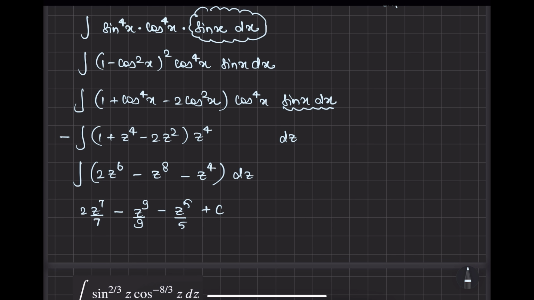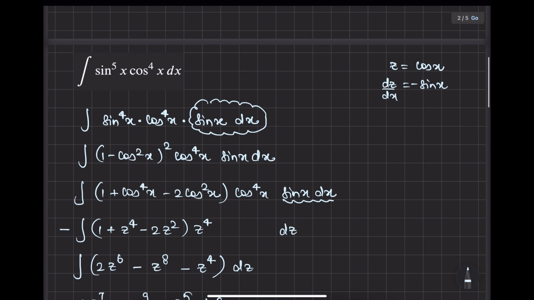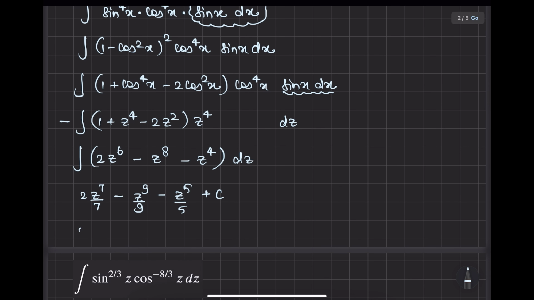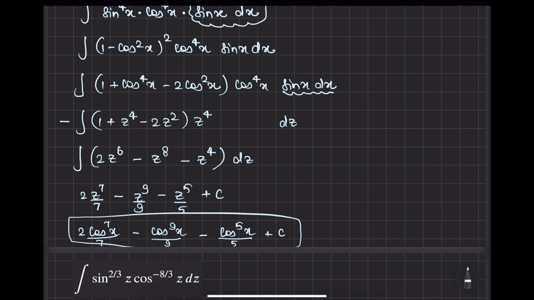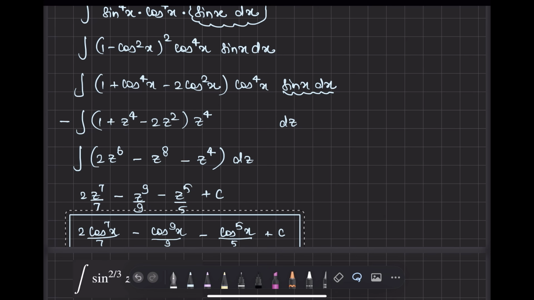plus integration constant c. Now you know that they have given you the question in terms of x, not z, so you have to replace your z. So who is z? Cos x. So apply the replacement: 2 cos power 7x by 7, minus cos power 9x by 9, minus cos power 5x by 5, plus integration constant c. Okay, so this is your answer for the given question.